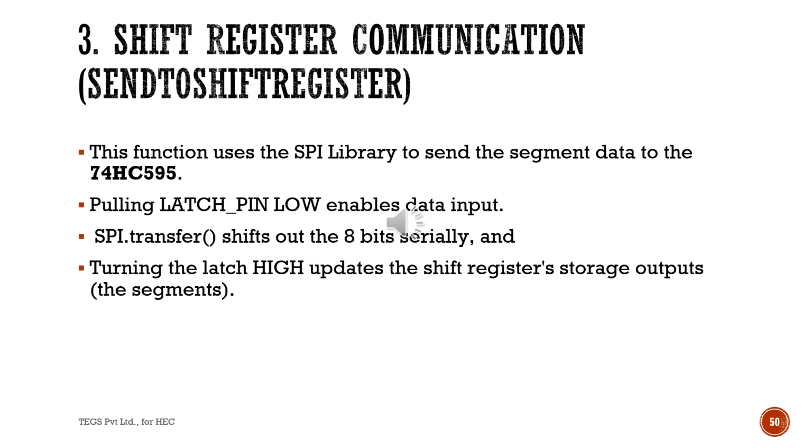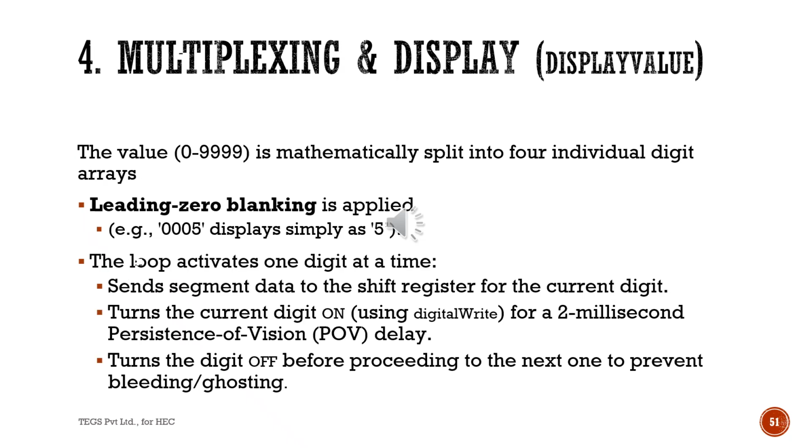Section 3. The working of shift register communication. This function uses the Serial Peripheral Interface library to send segment data to the 74HC595. Pulling the latch pin low enables the data input. SPI transfer shifts out the 8 bits serially, and returning the latch high updates the shift register's storage output, the segments.